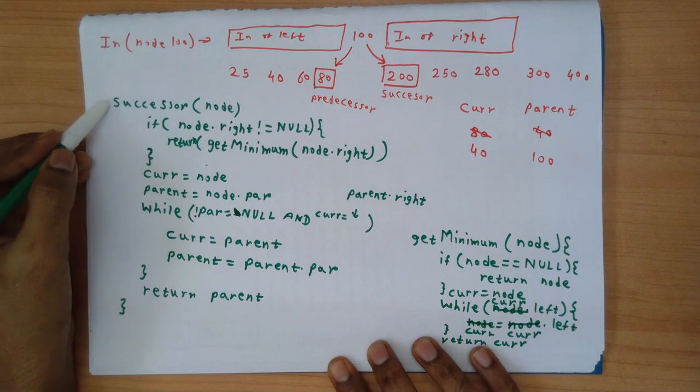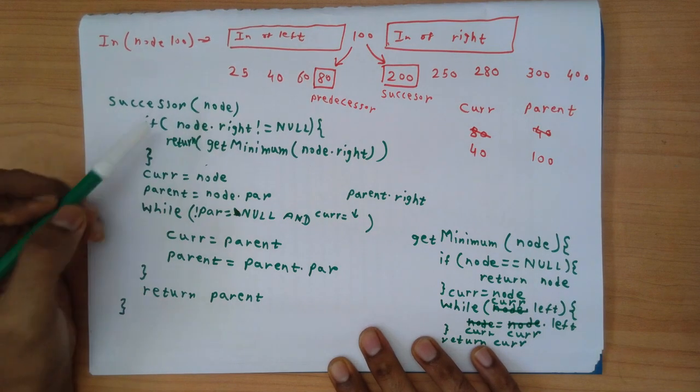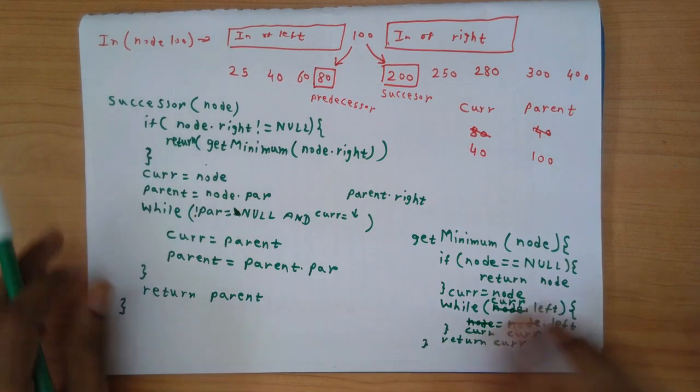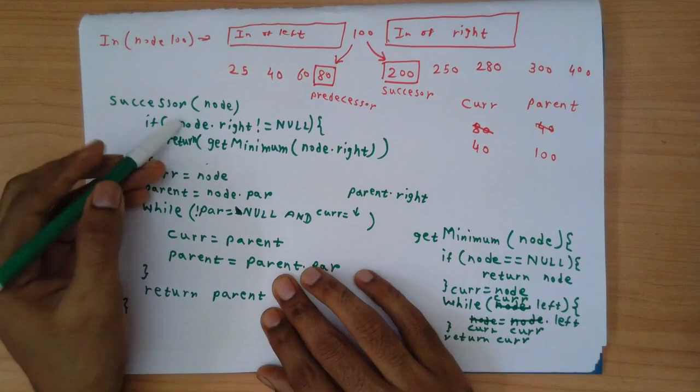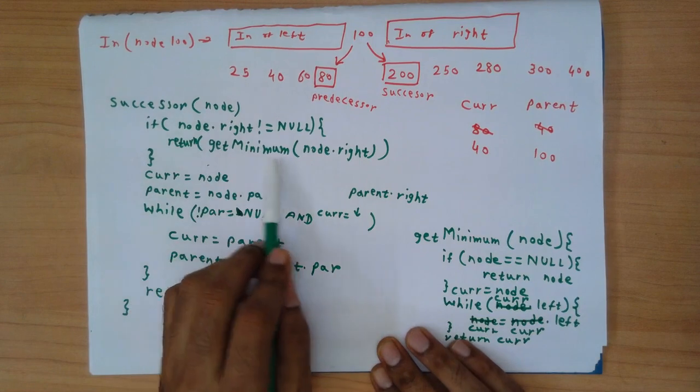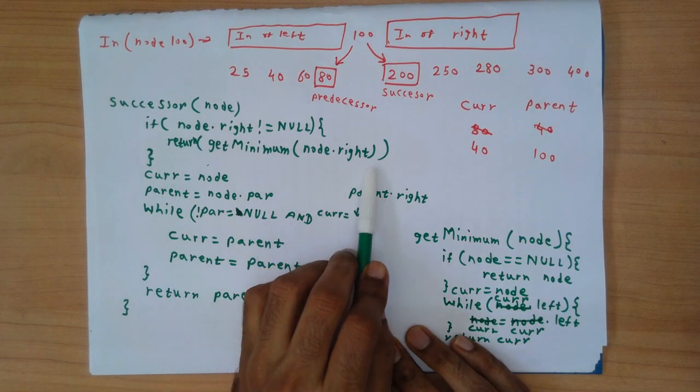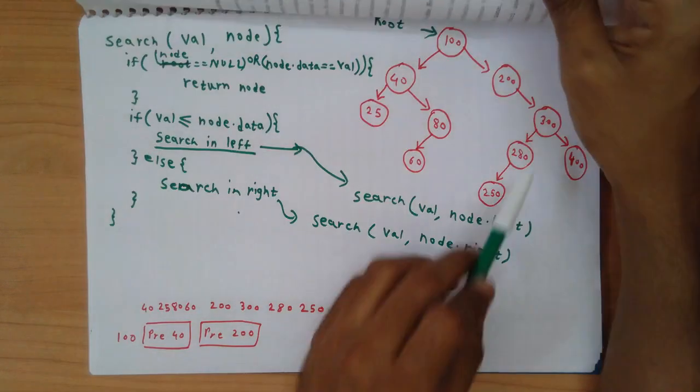I'll come and ask the question, get me the successor for 200. Is the right child of 200 null? 200 has 300 as the right child, so it is not null. So it will mean that we get the minimum from the subtree rooted at 300. So let's look at the subtree rooted at 300.